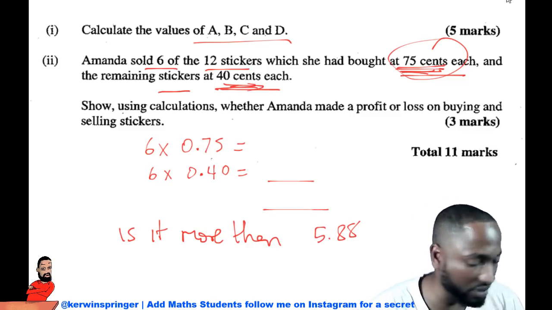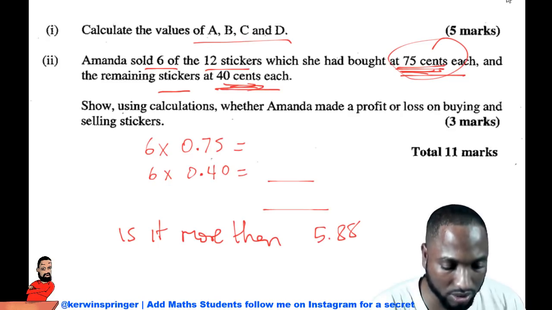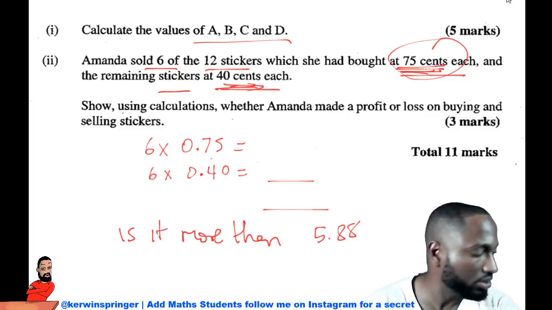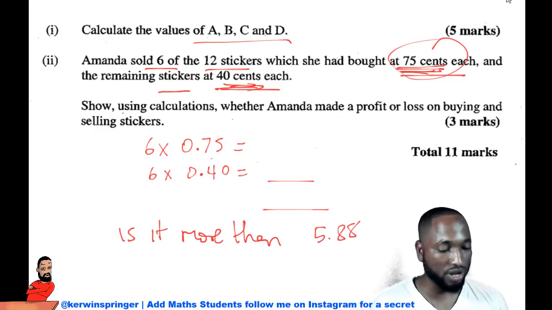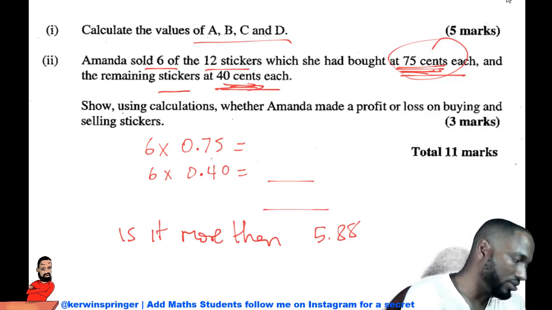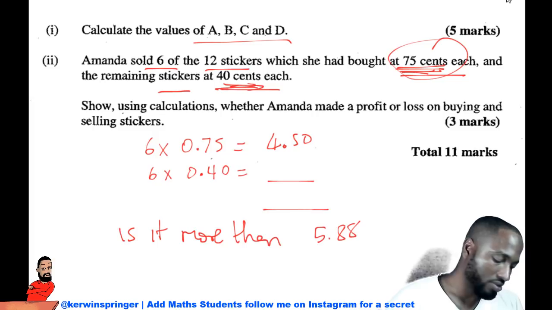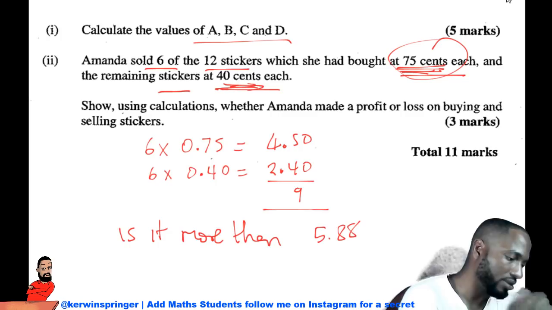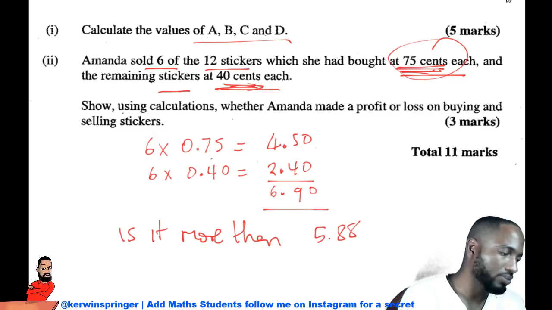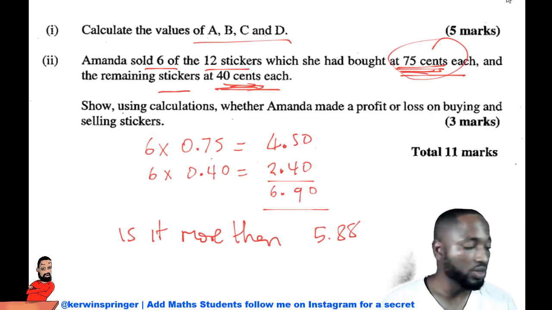So it's a profit. Everybody's saying a profit. Yes, a profit. All right, let me see. 6 times 0.75 equals 4.5. And 6 times 0.4 is 2.4. So this is 6.90, a profit of 1.02. So you take the cost away and you'll get the profit.